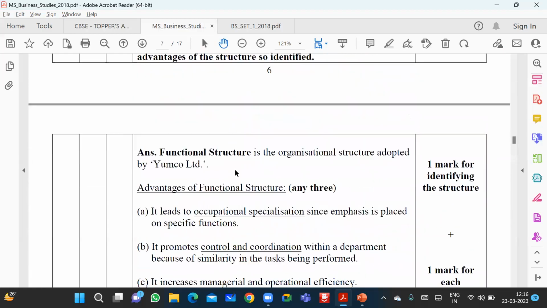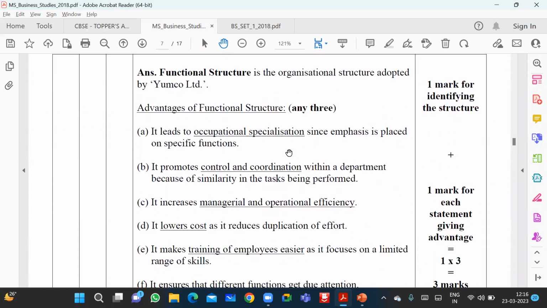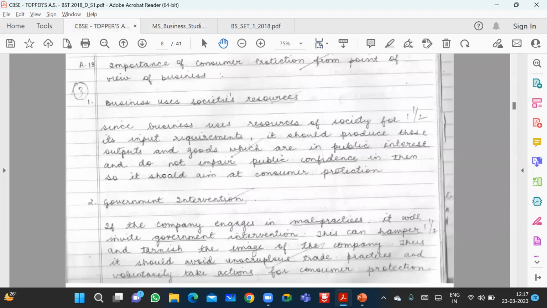So the first point is carrying 1 mark just to write the functional structure, and then you have to write the advantages. How should you write? You should write by first writing the heading and then explain in about 25 words. Let's see how the topper has done it. One more thing you need to keep in mind is that this CBSE marking scheme is not giving the full length explanation, because these are just key points. But from the student, it is expected that they will use the sufficient word limit.